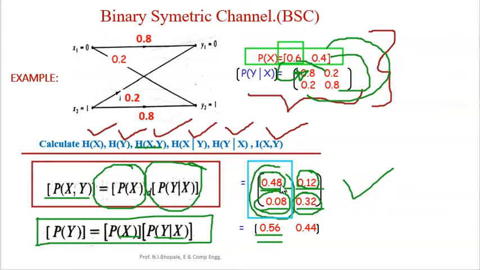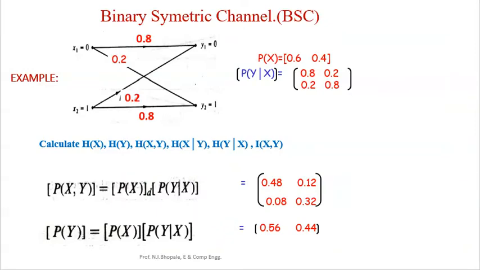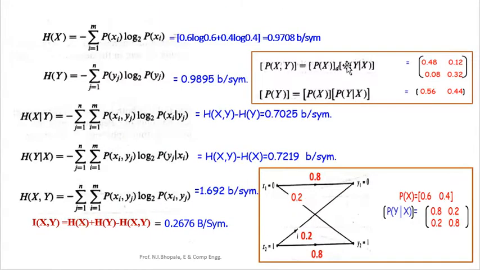So this addition, 0.48 plus 0.08, will give me 0.56. Similarly, if I add 0.12 and 0.32, it will give me 0.44. So in this way we will get the p(x,y) as well as the next value, that is p(y). Let's proceed to the further analysis of how to get the H(x) and H(y).